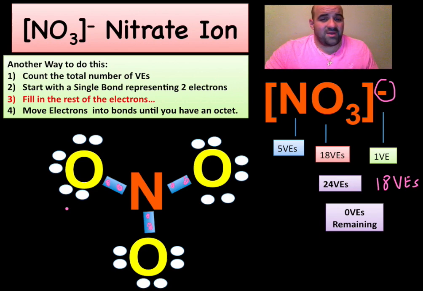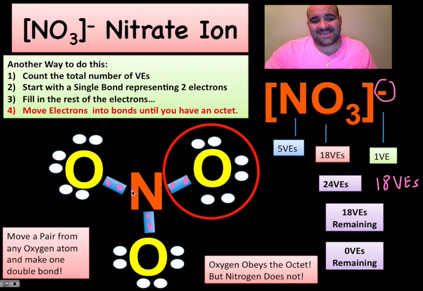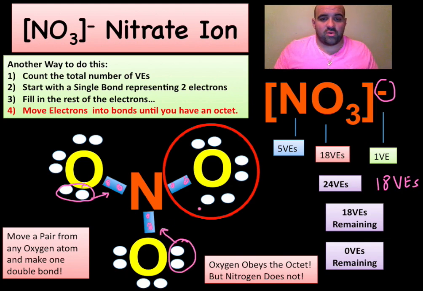And what do we got to do? Well, we don't have an octet. All the oxygens have an octet: 2, 4, 6, 8. 2, 4, 6, 8. Nitrogen only has 6 though. So how can we fix this? Well, we're going to take a pair from one of the oxygen atoms and make one into a double bond. It doesn't matter which one we do. We could take these and move them here, or we could take these and move them here, or we could take 2 from this atom and move them here and form one double bond.